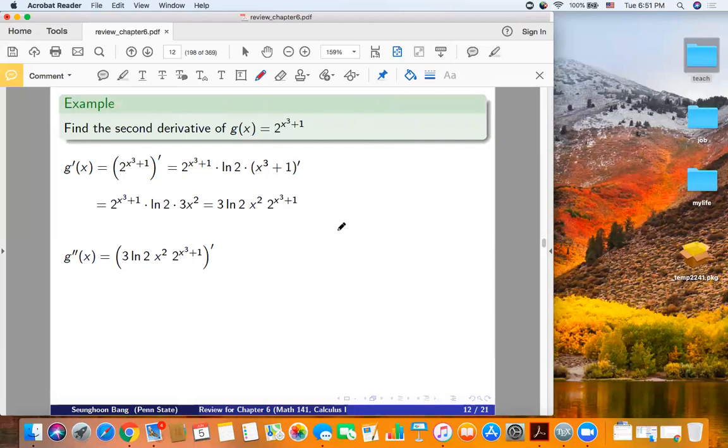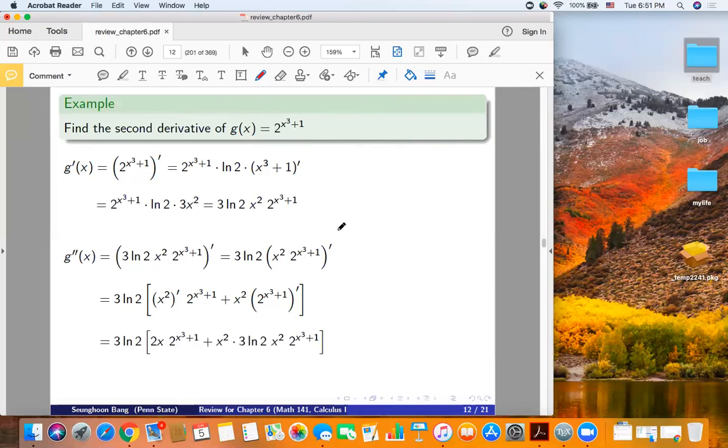Second derivative: 3 ln of 2 times the derivative of x squared times 2 to the x cubed plus 1. Take out 3 times ln of 2. You can use the product rule: the first function's derivative, x squared prime, times 2 to the x cubed plus 1, plus x squared times the derivative of the second one, 2 to the x cubed plus 1. So we have this result here.